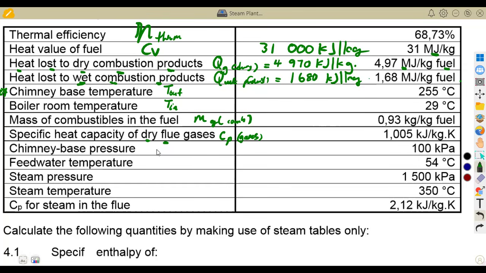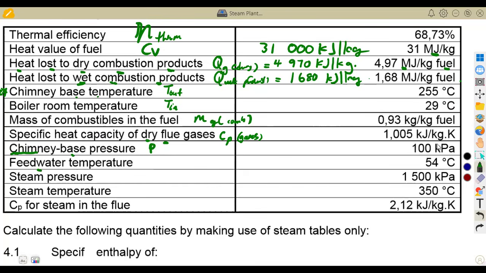Then the chimney base pressure. Remember, for the chimney we've been given its base temperature. We are also given the pressure there at the chimney. This is the base temperature at the chimney, and we've got a pressure. All right, take note where we are. Then the feed water temperature.